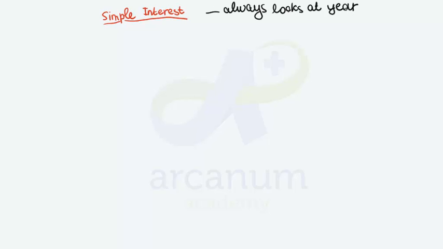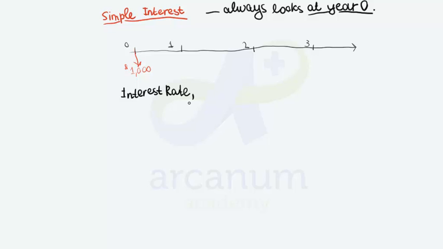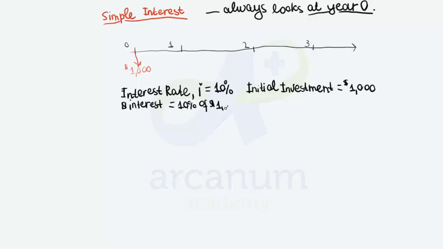Okay, so let's now talk about the simple interest and how it is different from the compound interest. What simple interest does is it always looks at year 0. So keeping the interest rate same, 10%, and our initial investment same, $1,000, the dollar interest is going to be 10% of $1,000, which is $100.